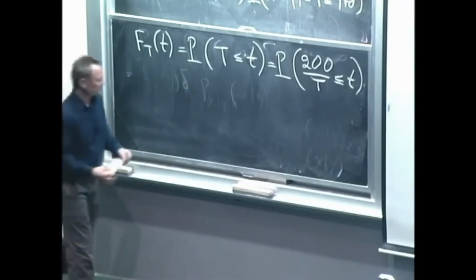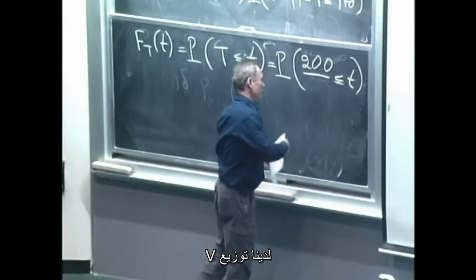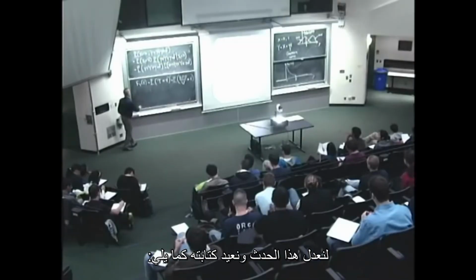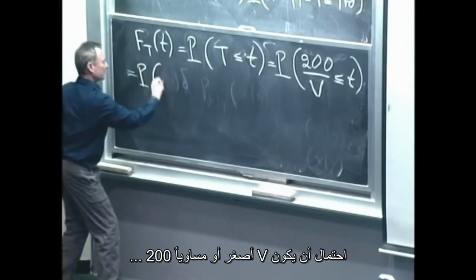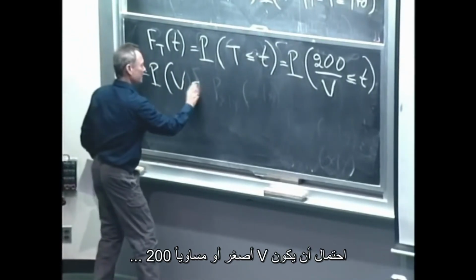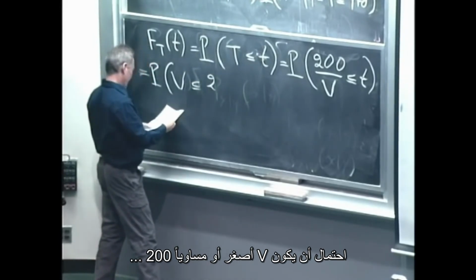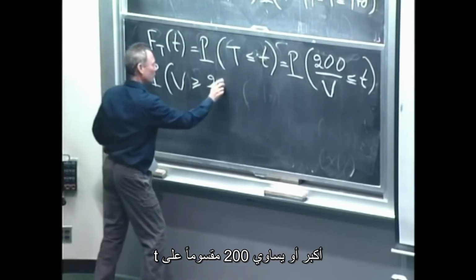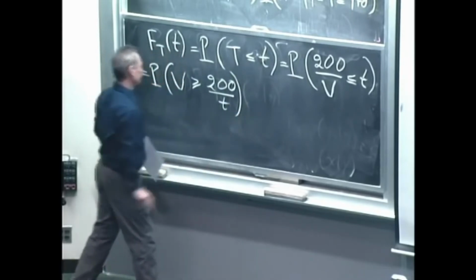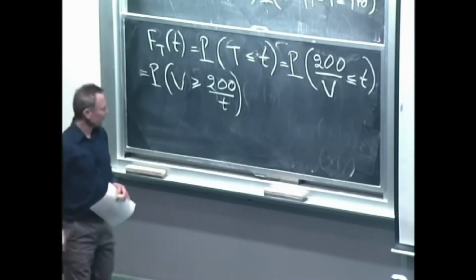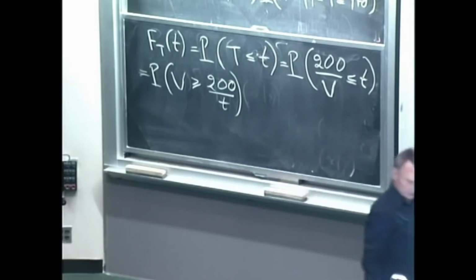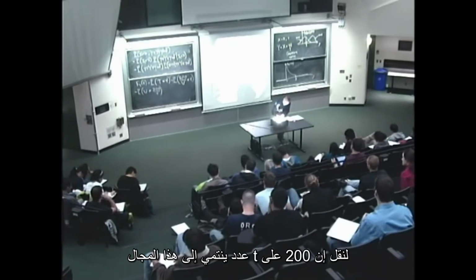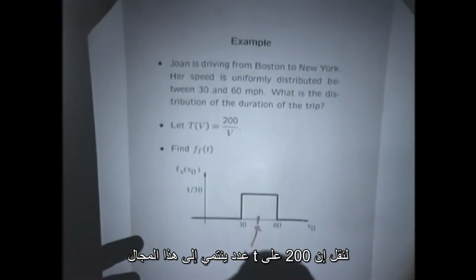All right. So we have the distribution of V. So now let's calculate this quantity. Okay, let's massage this event and rewrite it as probability that V is larger than or equal to 200 over T. Okay. So what is this going to be? So let's say that 200 over T is some number that falls inside this range.